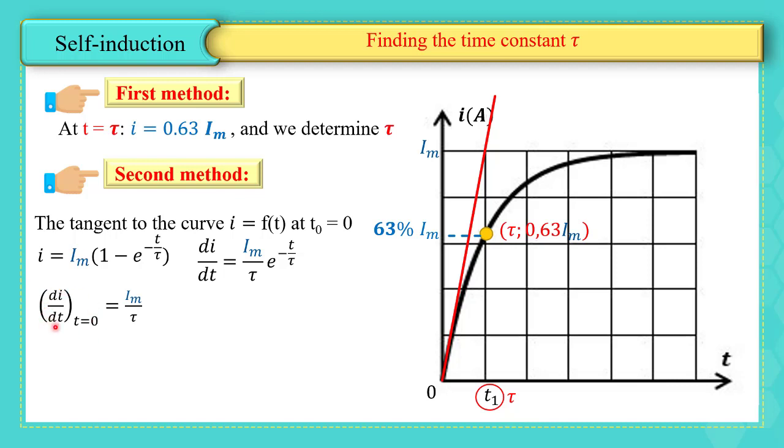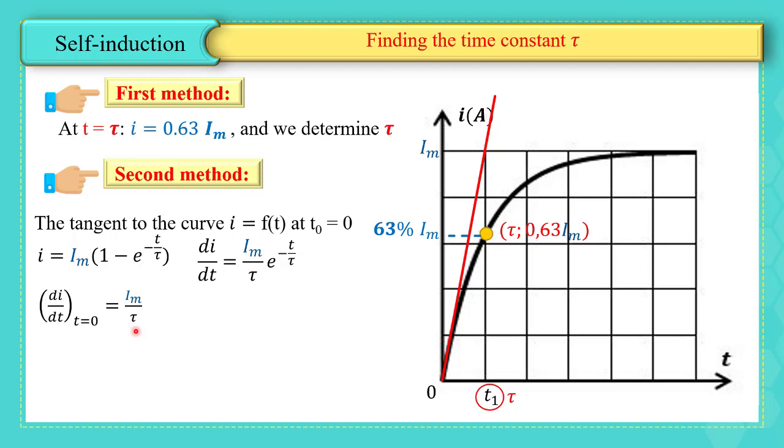In order to determine the value of this slope, we derive the expression of I with respect to time. We will have di over dt equal I maximum over tau into e to the power minus t over tau. Now this expression represents the slope at any time. In order to obtain the slope at t equals 0, we will replace t equals 0, and so we will have di over dt equal I maximum over tau, and this corresponds to the expression of the slope of this line at t equals 0.